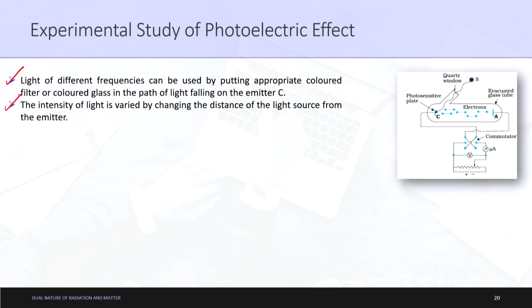So what we understood is that if we need to vary the intensity, we change the distance of the light source from the emitter. Emitter here refers to the emitter plate. And second, light of different frequencies can be used by putting an appropriate colored filter or colored glass in the path of light falling on the emitter C. In that way we can change the frequency.